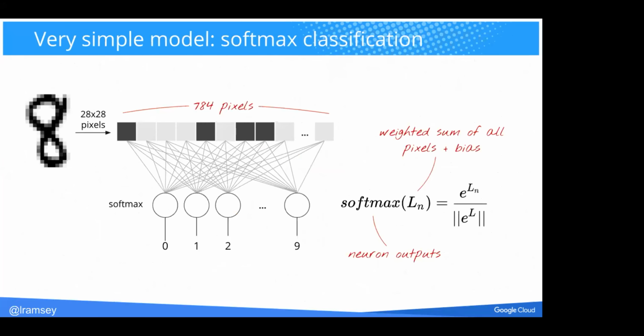This is a very simple classification problem. You have pixels coming in, a 28 by 28 pixel image. The first step is to flatten the pixels so that it becomes a single row of 784 pixels. Then you have a bunch of classes, 0 to 9. Those are the possible classes.